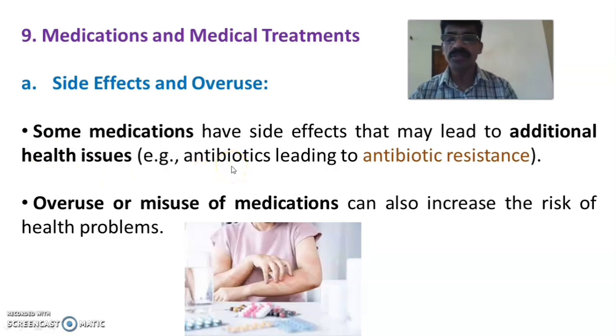For example, regular or continuous use of antibiotics may lead to antibiotic resistance. The reason is that the microorganism will develop resistance against that particular antibiotic. So the regular use of medications such as antibiotics may cause resistance, and that may lead to different health problems, or the person could not be treated for the same disease. Then overuse or misuse of medication. Unnecessarily, people may consume a lot of medications. Overuse or misuse of medication can also increase the risk of various health problems. Sometimes people prefer to buy medication from the medical shop without getting a prescription from the doctor. So these all lead to certain medication related health problems.